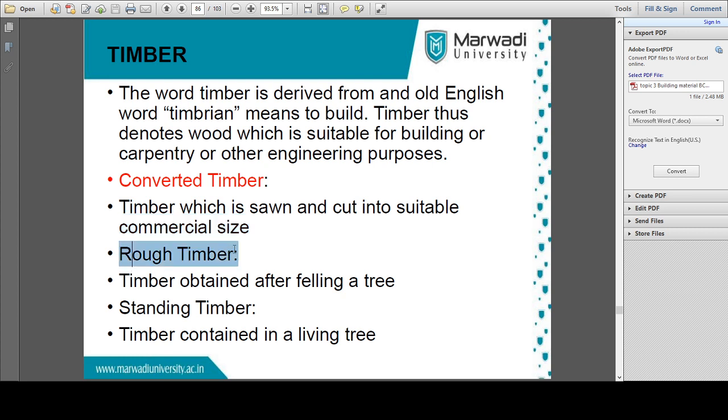So we obtain it in rough formation, then through different cuttings we obtain it in a standard dimension. These two things we can obtain from a tree which is alive, in which we are cutting it. And there are certain trees which have already fallen down or been cut, from which we can obtain this rough timber.